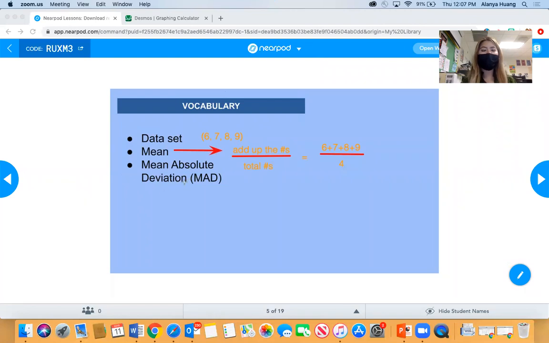To find our mean absolute deviation, though, we're going to have to add a couple more steps. So we're starting with finding the mean. So step 1 is to find the mean. Step 2 is going to be to subtract each data set or each number by the mean. And step 3 is going to be to find the mean or the average of the differences.